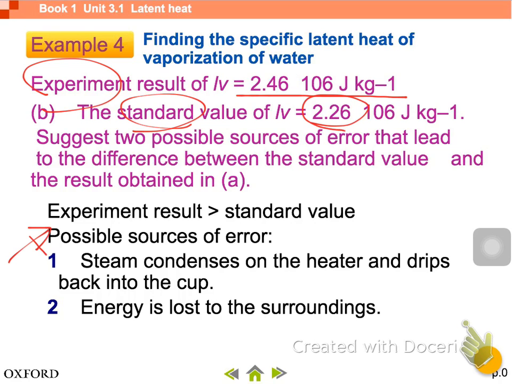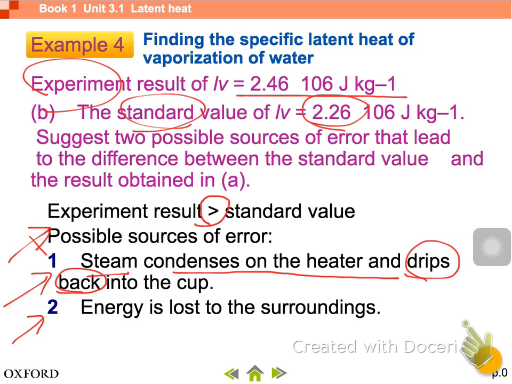What is the reason for part B? Usually, there are two reasons. The steam condenses on the heater and then falls back into the cup, and then it needs to be a higher result. And the second one should be energy lost to surrounding. And remember that, I would like to emphasize this one, it says that energy lost to surrounding needs to be a higher value.